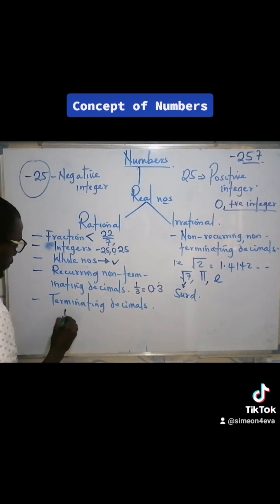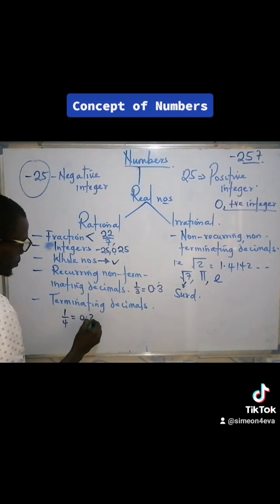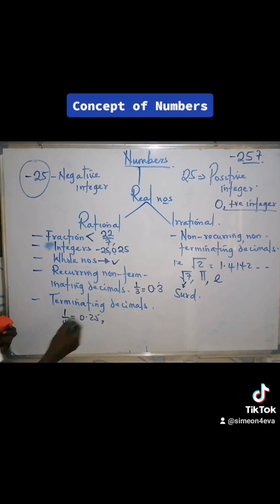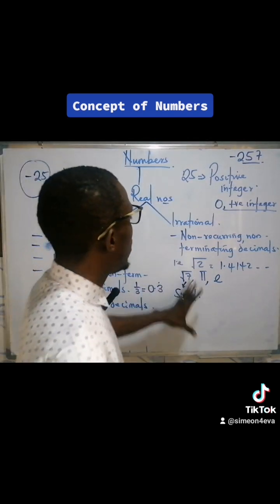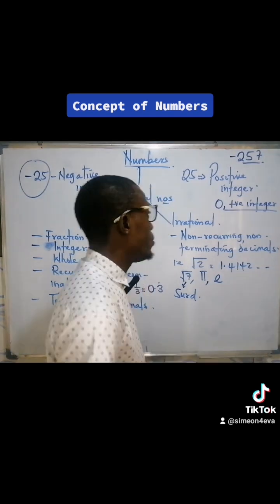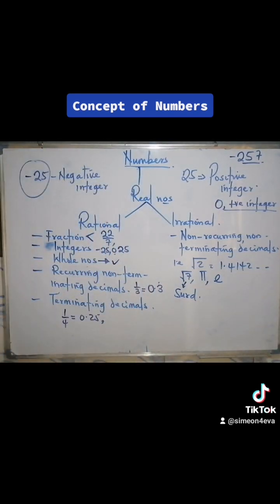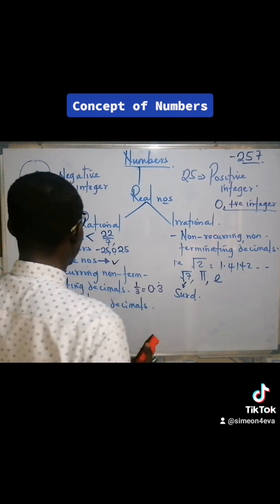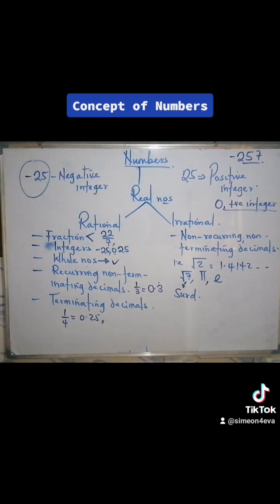Terminating decimal: 1/4 is equal to 0.25. You can see it has a final digit. This is a terminating decimal. So all these are rational numbers. So examples of rational numbers: fractions, integers, which you know what they are now, positive and negative integers, and 0, which is a neutral number, is an integer.